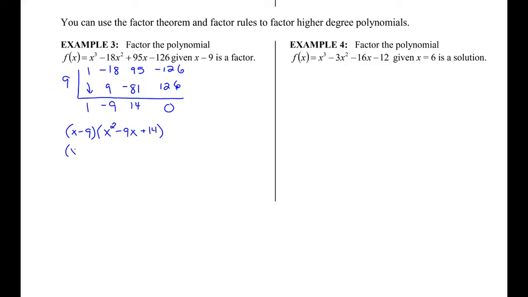We need to think what two numbers multiply to 14 and add to negative 9. That's going to be a negative 7 and a negative 2. This would be your fully factored polynomial.